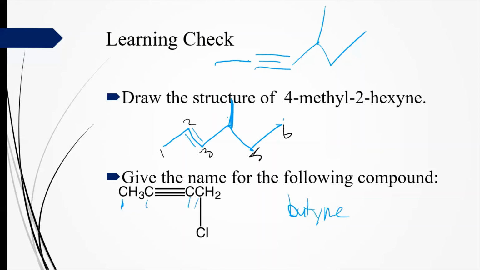Now we want to go ahead and number them to get the lowest number. So if we start from the left, that becomes 1, 2, 3, 4. So we could have 2-butyne. Or if we go from right to left, we would have 1, 2, 3, 4. So we'd have 2 again. But what's better about numbering from one direction or the other is that our chlorine, instead of it being 4-chloro, if we go from the left, becomes 1-chloro. And so we would rather have that. If everything else is the same, we're going to go with it that way.